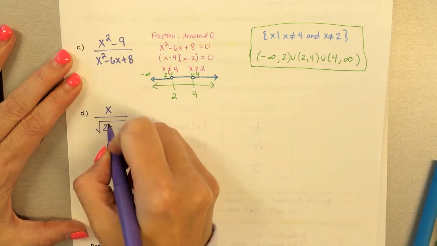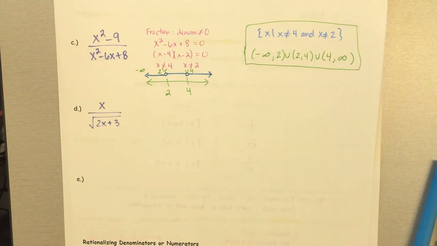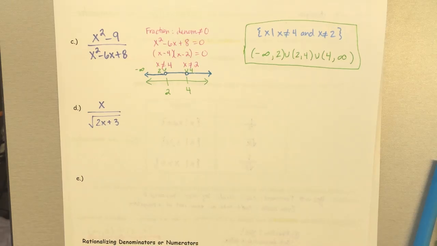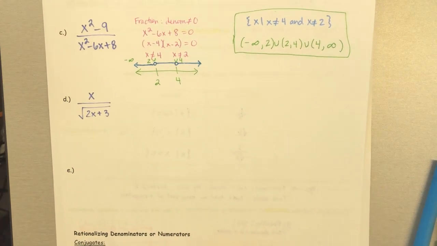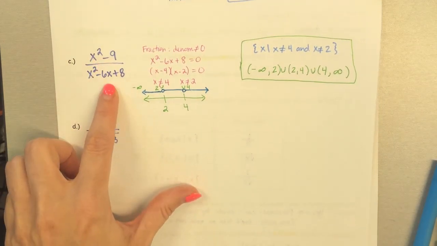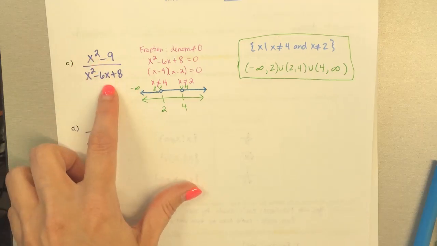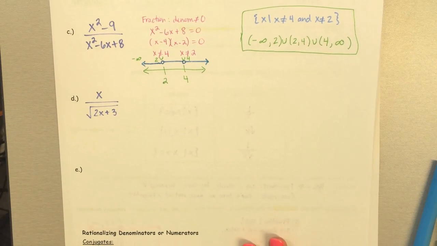All right, why don't you give part D a try? You can use your table to help you with that. And notice we didn't use the numerator at all. So it doesn't matter what the numerator is. The numerator can be 0. It's only the bottom that has the restriction.